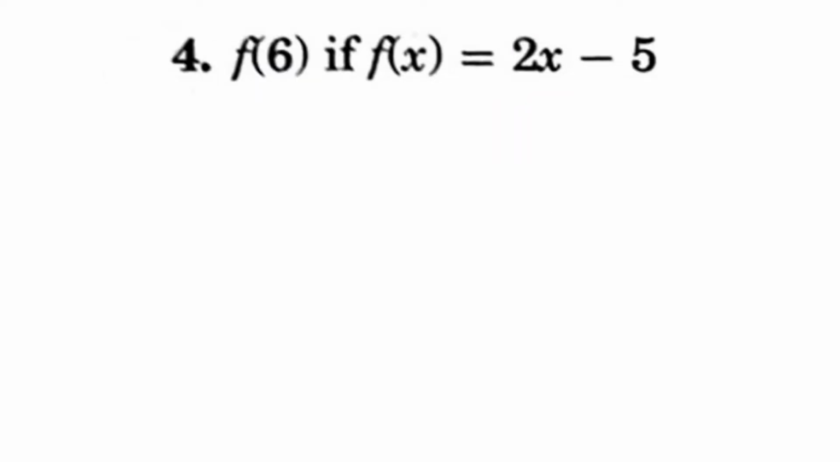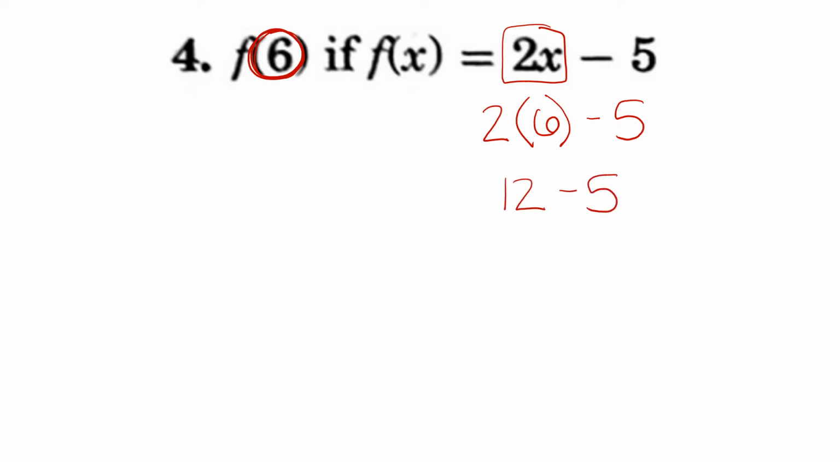For number 4, we have the equation f of 6 if f of x equals 2x minus 5. Because the 2 and the x are side by side, that means multiply. So we're going to multiply 2 times x, which is our number in parentheses, 2 times the 6. The minus 5 stays the same. 2 times 6 would give us 12, and then 12 minus 5 would give us 7.